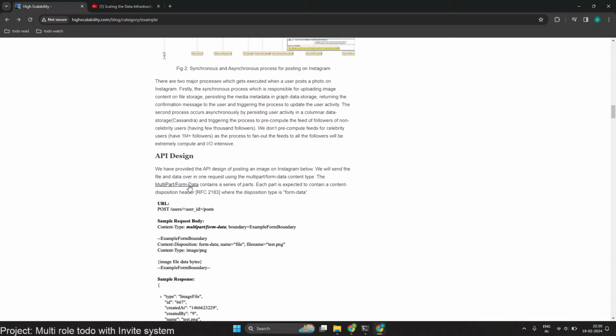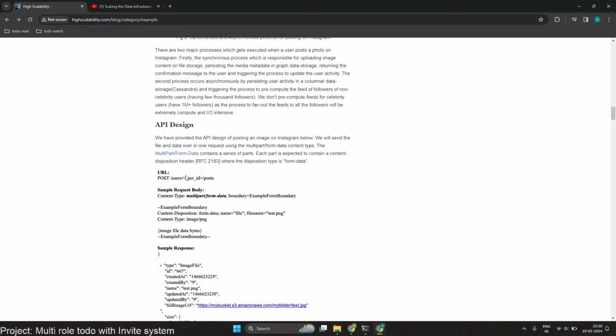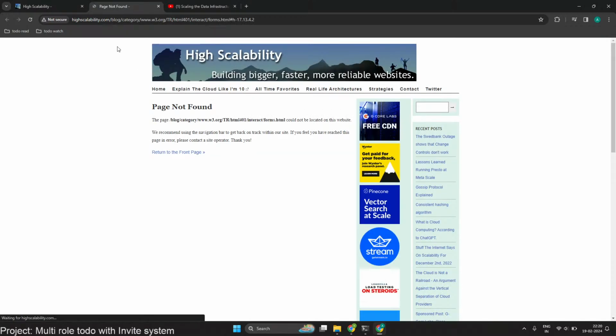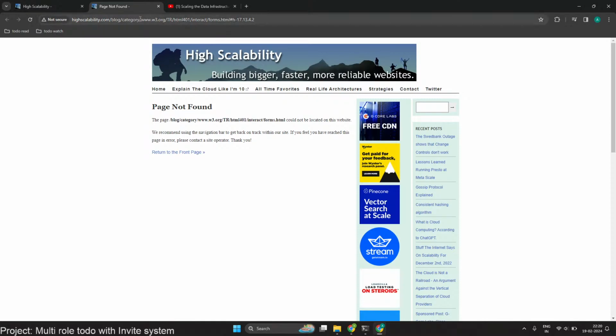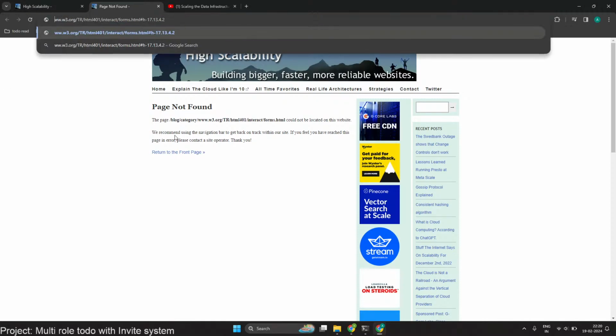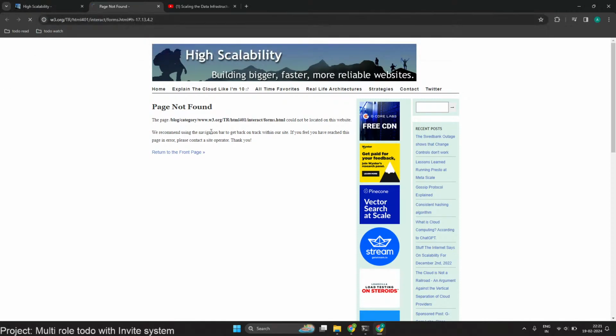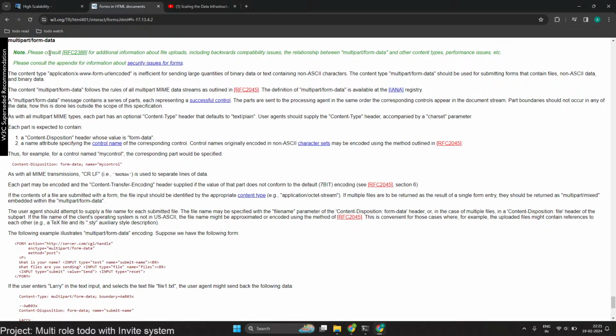So, API design. We have provided the API design for posting an image on Instagram. Below we will send the file and data over in one request as a multi-part content type. Please consult for additional information about file upload and quality issues.